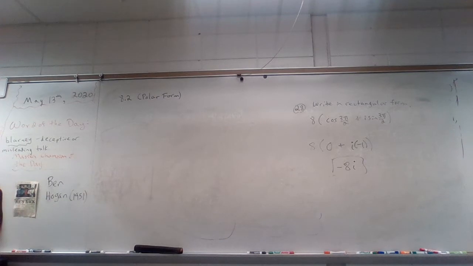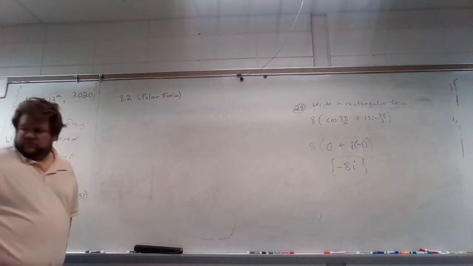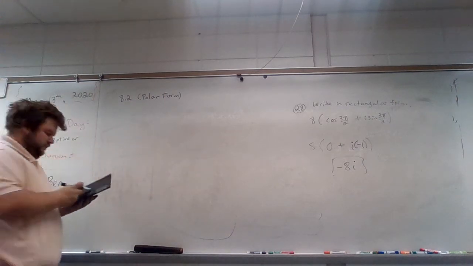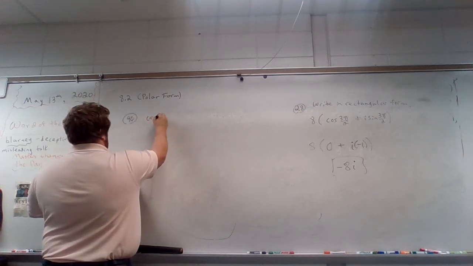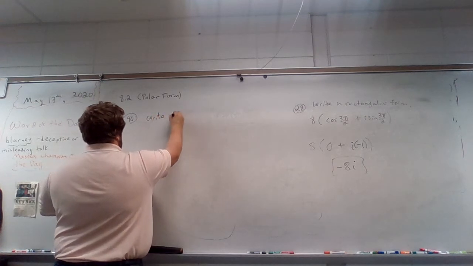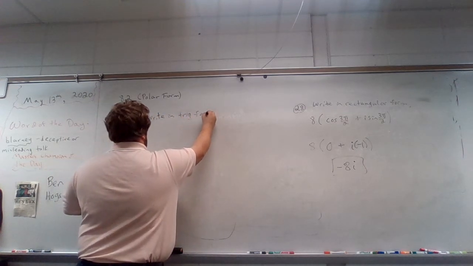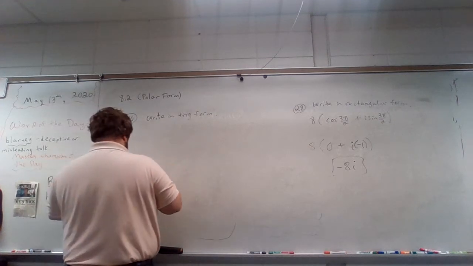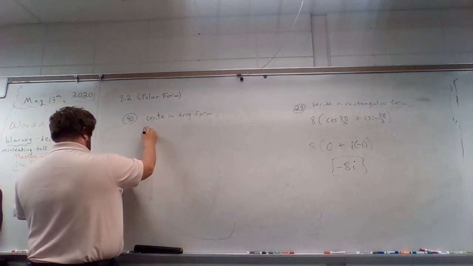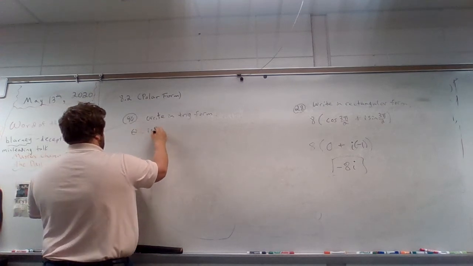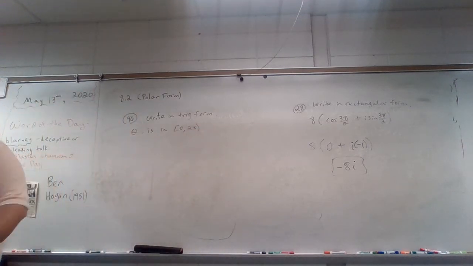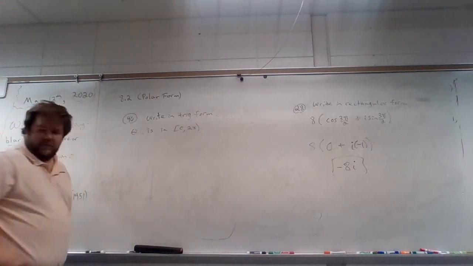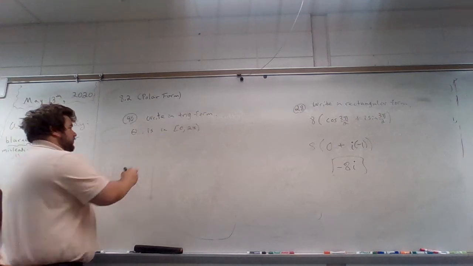Okay, let's look at writing in trig form, or polar form. Theta is in 0 to 2 pi. So theta in radians is between 0 and 2 pi here. And our number is 1 plus i root 3.